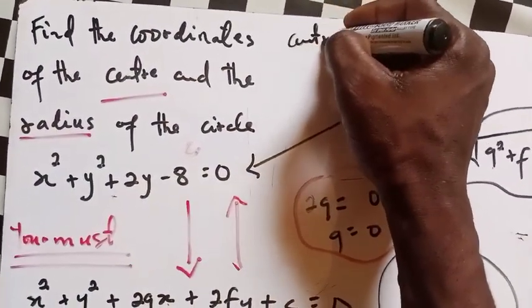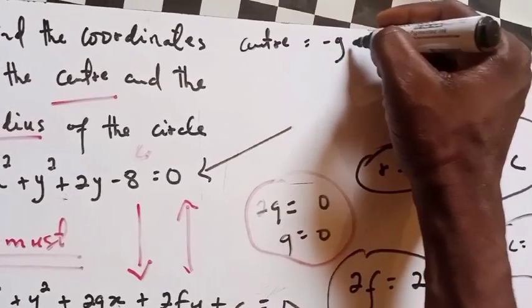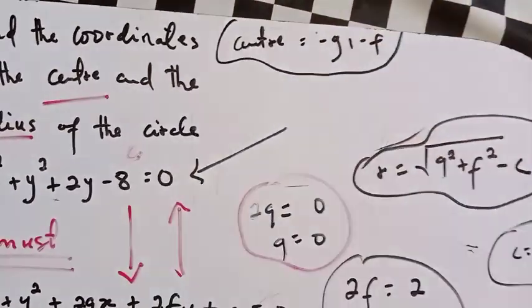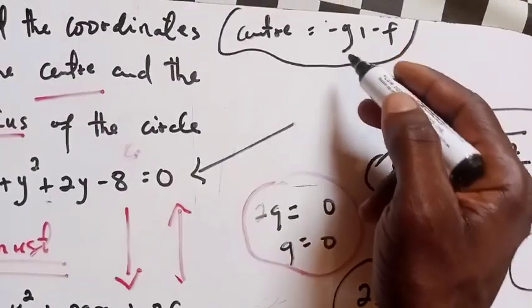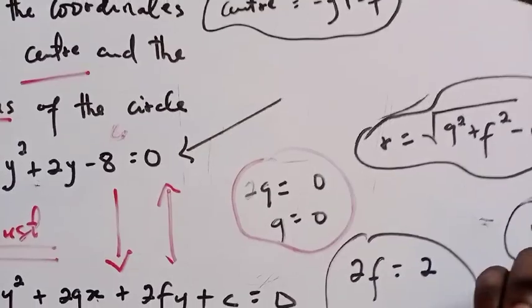So finding the center here, this is what we are going to use. We have the center to be equal to negative g comma negative f, right? So this is for the center. So if the center is equal to negative g comma negative f, do you have the g and then do you have the f, right? For sure, that is true.